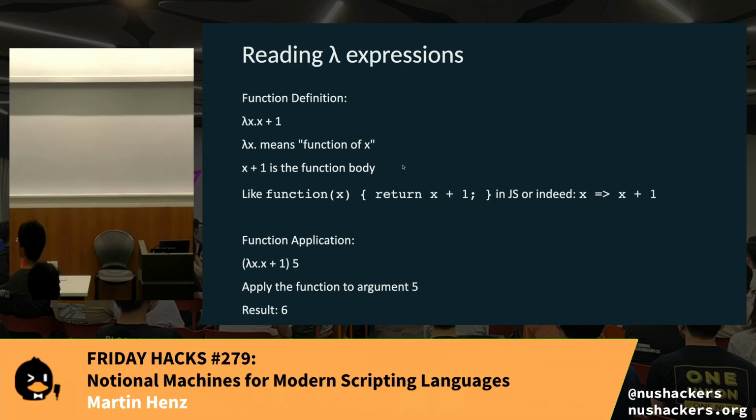So this is a function that takes x as argument and returns x plus 1. And in JavaScript, this would look like this: function x, return x plus 1. Or indeed, in a shorter notation, x arrow x plus 1. You see here, this syntax in JavaScript looks very similar to this lambda-calculus directly.